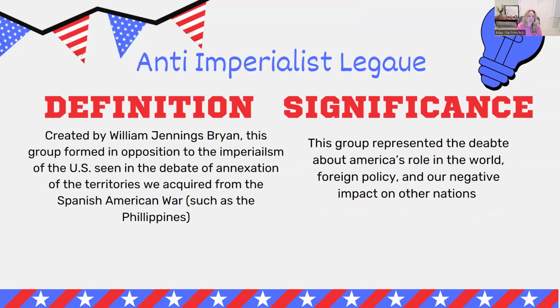Anti-Imperialist League. Created by William Jennings Bryan, this group formed in opposition to the imperialism of the United States seen in the debate of the annexation of the territories we acquired from the Spanish-American War. Mainly the annexation of the Philippines is like the biggest debate here. So this group represents the debate about America's role in the world, our foreign policy, and our negative impact on other nations. And these nations clearly do not like us there. You could see that in how the Filipinos rebelled with Emilio Aguinaldo. You saw this in the Boxer Rebellion in China. And going back to Cuba, we saw like the Platt Amendment, and basically that just means that we have so much oversight in Cuba that it's not even funny. So yeah, the anti-imperialist league just kind of represents all that debate.